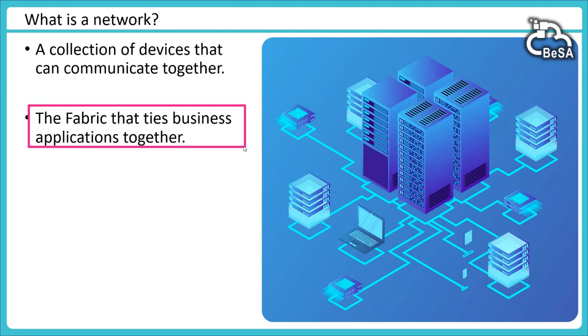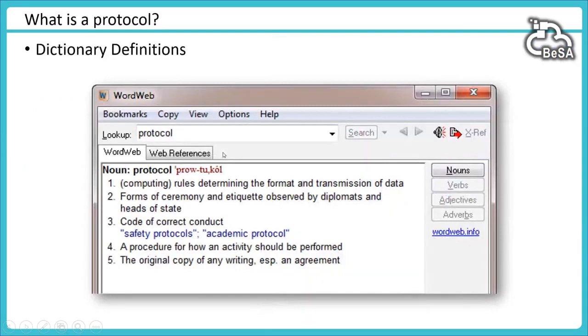From Twitch, it is being distributed to your network, and you are watching it. So it is all tying up all the business applications together. That is your network, right? Now, if I go with dictionary definition, in computing, what we are referencing here is a protocol.